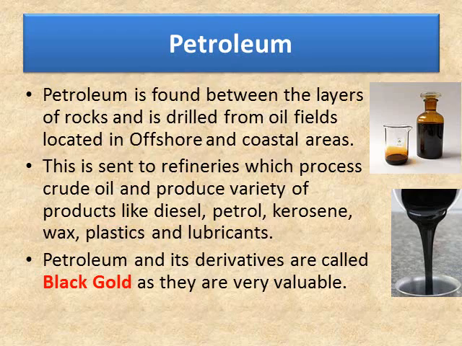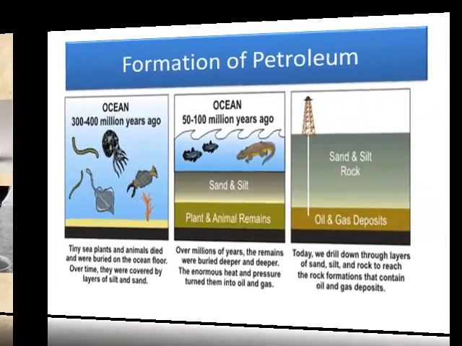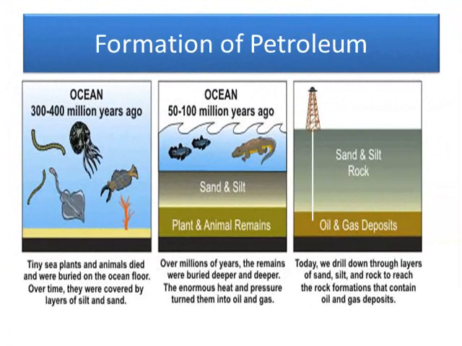On the picture you can see the formation of petroleum. You can see the ocean around 300 to 400 million years ago. Tiny sea plants and animals that died and were buried on the ocean floor. Over time, they were covered by layers of silt and sand. Over millions of years, the remains were buried deeper and deeper. The enormous heat and pressure turned them into oil and gas. Today, we drill down through layers of sand, silt and rock to reach a rock formation that contains oil and gas deposits.